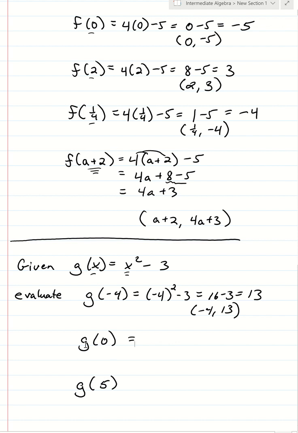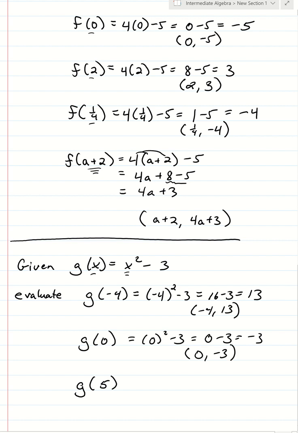Let's try plugging in now g of 0. Okay, so I would have 0 squared minus 3, in which case we would have 0 minus 3, which is a -3. So our ordered pair would read 0, -3.